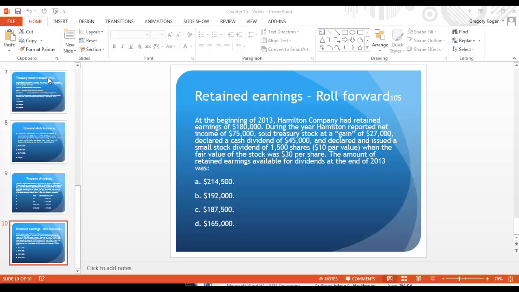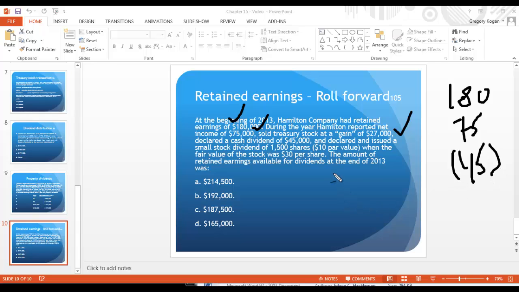And moving on to another question here, we have our retained earnings roll forward. And here we have a question where Hamilton Company had retained earnings of 180. This is kind of like a roll forward where we start with whatever happened last year, and then we start going through each piece. They earned 75K, so we add that to retained earnings. So we add 75. Then treasury stock sales don't really apply to retained earnings, so we ignore that. The cash dividend always reduces retained earnings, so we have a reduction here.